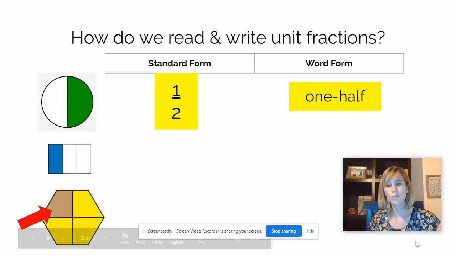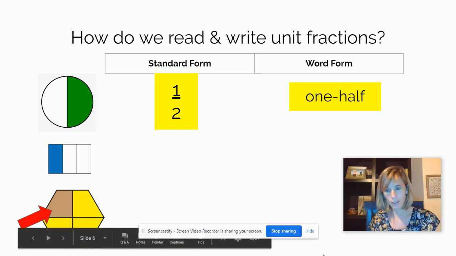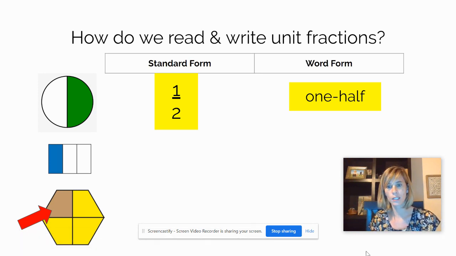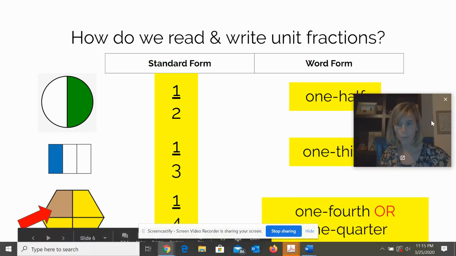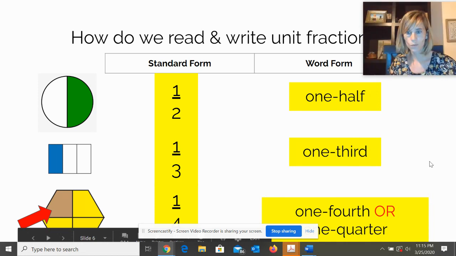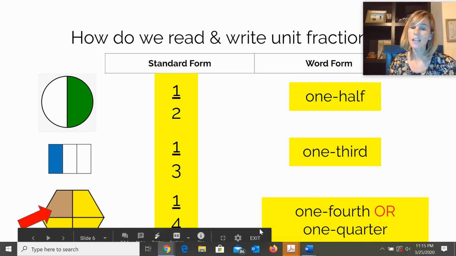See if you can do the 2 remaining. Pause it if you have to. I'm going to reveal these kind of quickly because my video is wrapping up. And a little surprise at the end here. This last one, 1/4, can also be said as 1/4. That's something we'll keep practicing.